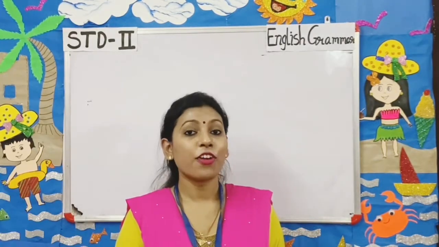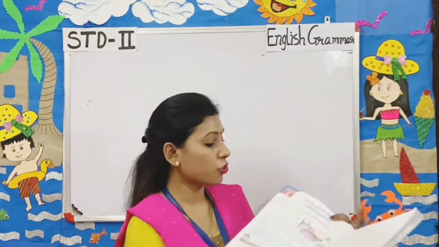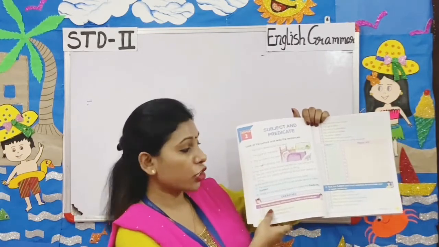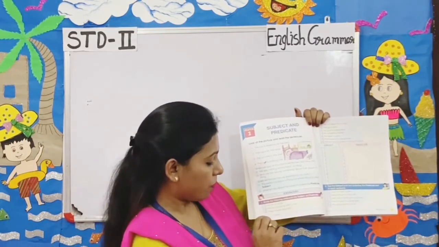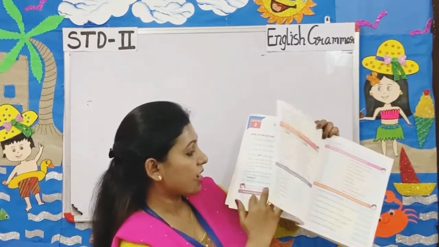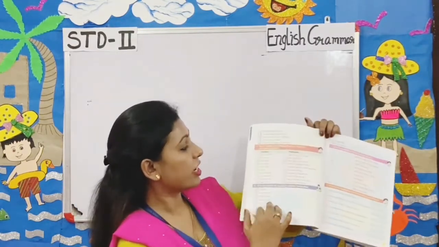So today we did chapter 2, subject and predicate. So children, you all have to do the exercises given on page number 10, 11 and 12. That is exercise 1, 2 and 3 in the book.